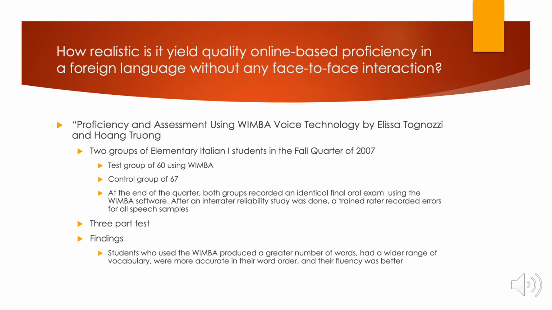The second part assessed the presentational mode and required students to narrate something personal about themselves, thus recalling their own life experiences. Lastly, the student was asked to narrate a story based on a series of vignettes that they were provided. In terms of the findings of the study, students who used the Wimba produced a greater number of words, had a wider range of vocabulary, and were more accurate in the word order, and their fluency was much better.